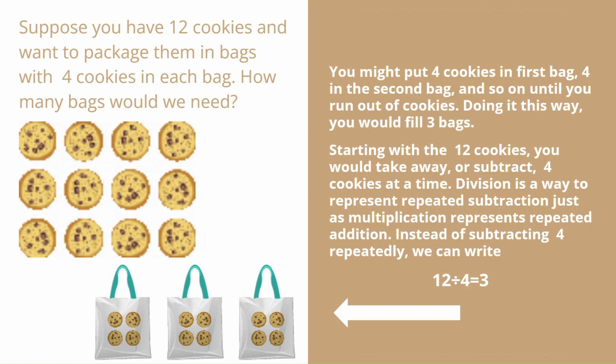Starting with the 12 cookies, you would take away, or subtract, 4 cookies at a time. Division is a way to represent repeated subtraction, just as multiplication represents repeated addition. Instead of subtracting 4 repeatedly, we can write 12 divided by 4, which is 3.